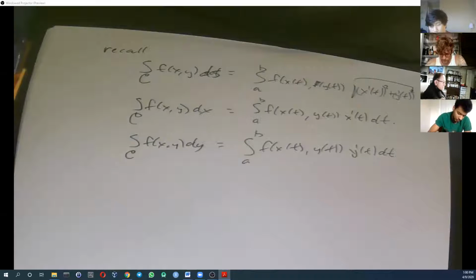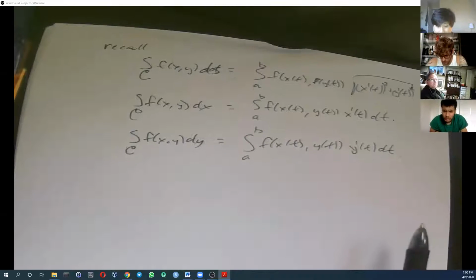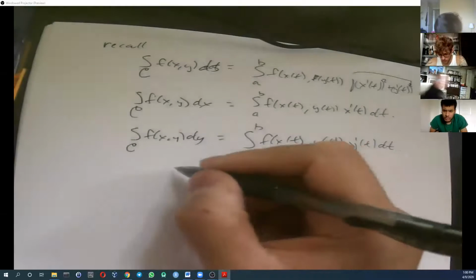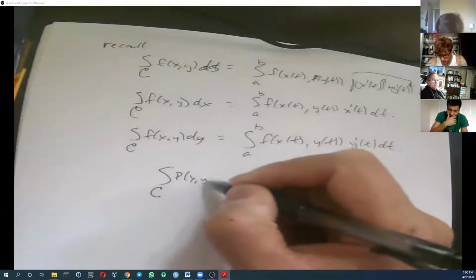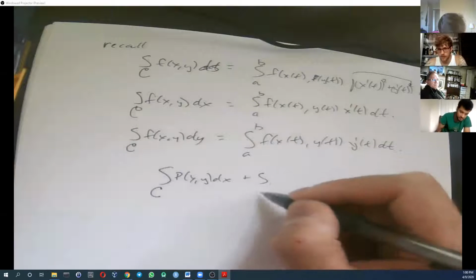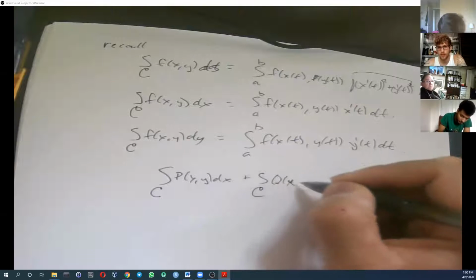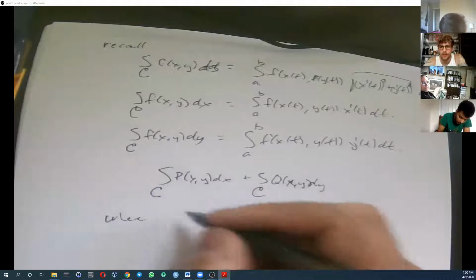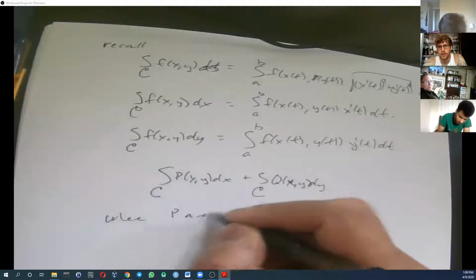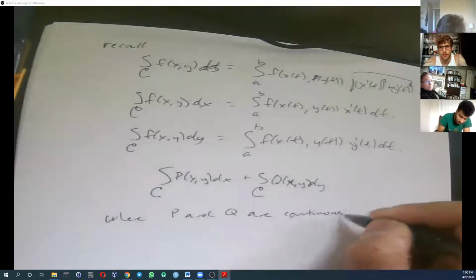No. A little bit of notation, which I think is absolutely horrible, but it's necessary because it's always discussed. So if I have two integrals, the integral over C of P(x, y) dx, over the same curve is important here, and the integral of Q(x, y) dy, where P and Q are continuous functions.